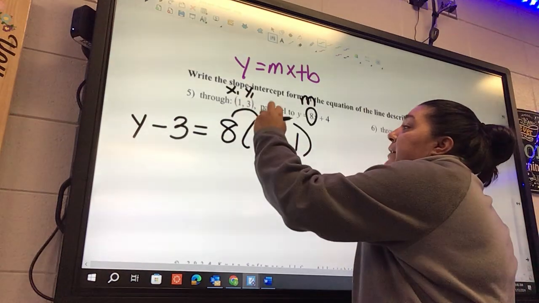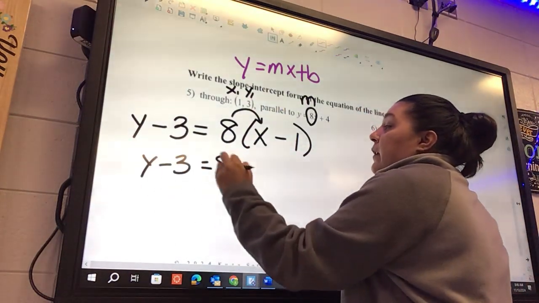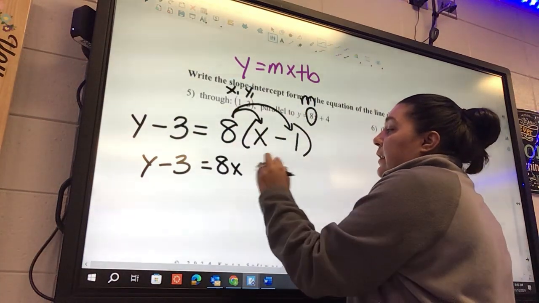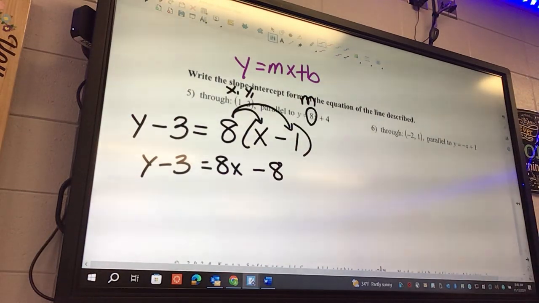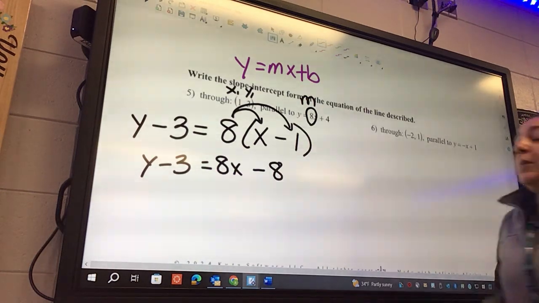So 8 times x, 8x. 8 times -1, -8. Okay, that's our first step. It's going to be to distribute. Okay, our second step is to move whatever is by the y away from the y. So what is by the y right now? -3. So how do I move a -3? Add 3. So we're going to say plus 3.